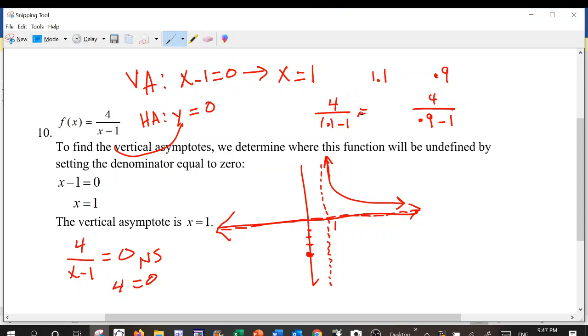Now, remember this was what? This was positive. What about this? Well, 0.9 minus 1 is negative 0.1, and then for positive over negative, it would be negative. So that means to the left of this line, the function is here. Where does it have to go? Well, it has to cross the y-intercept and has to approach its asymptote. And that's the graph of what? 4 over x minus 1. That's how it's graphed.